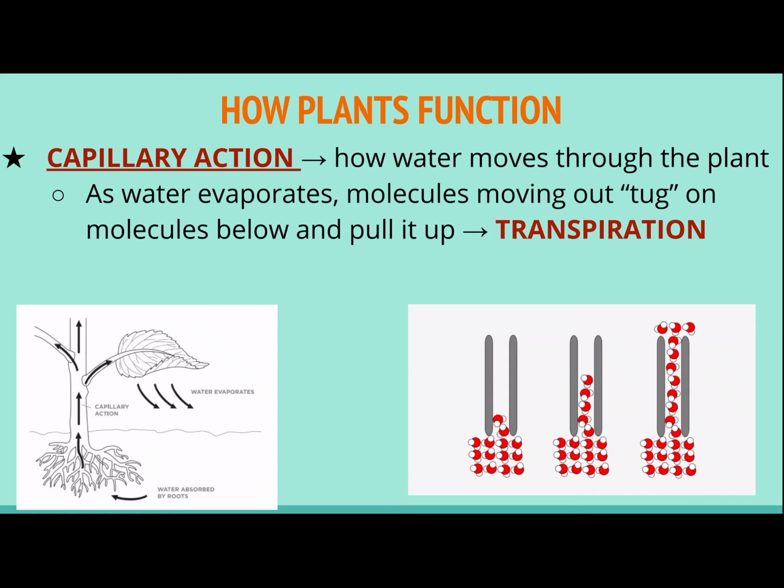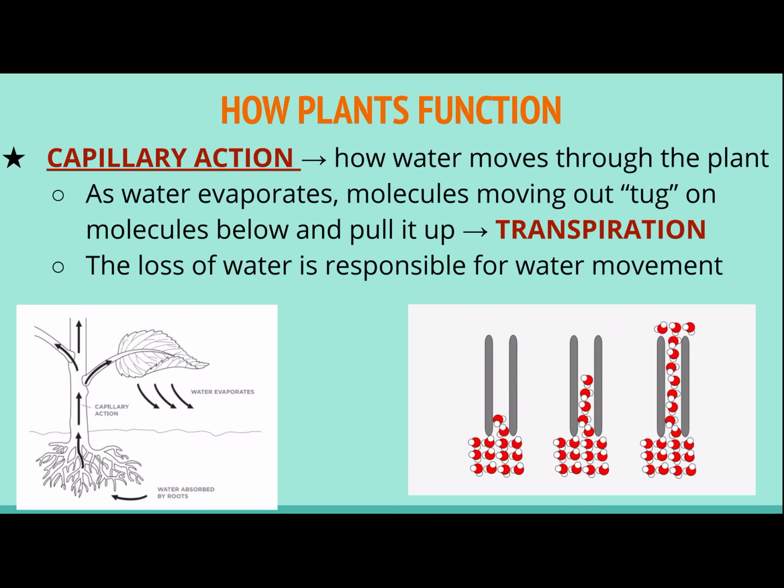And because water likes itself so much, it pulls on itself, and it attaches itself very tightly. That's why it takes a very high temperature for water to boil, because the water molecules like themselves so much that they really hold tightly to one another. But that's one way that plants function, through this capillary action, which is what's responsible for transpiration. Okay? And the loss of water is responsible for water movement. As water evaporates through the stomata, it means just more water is being pulled through the plant.